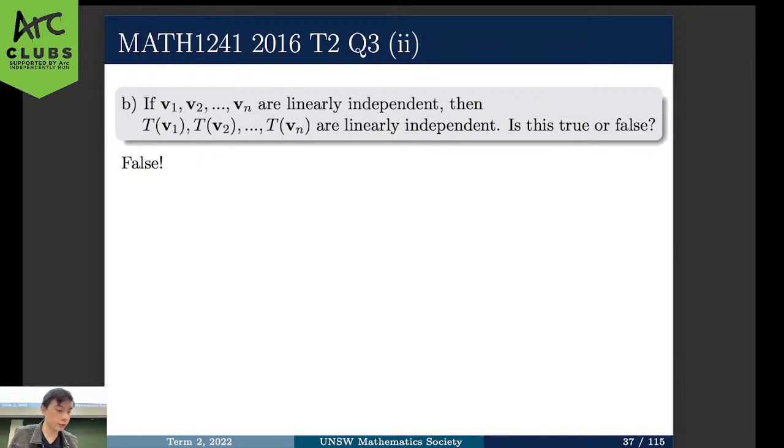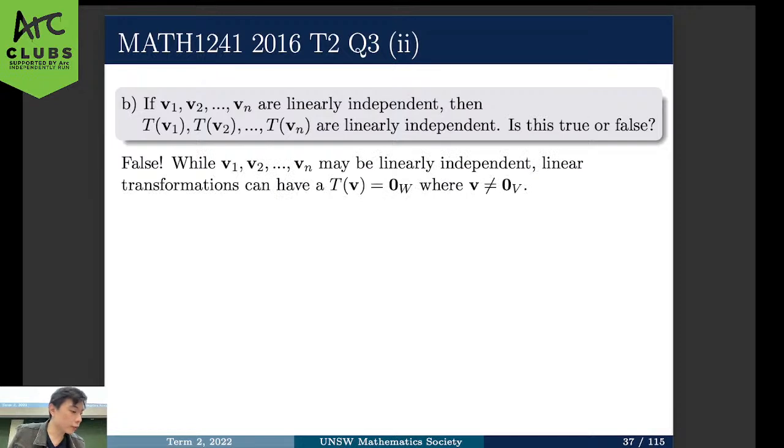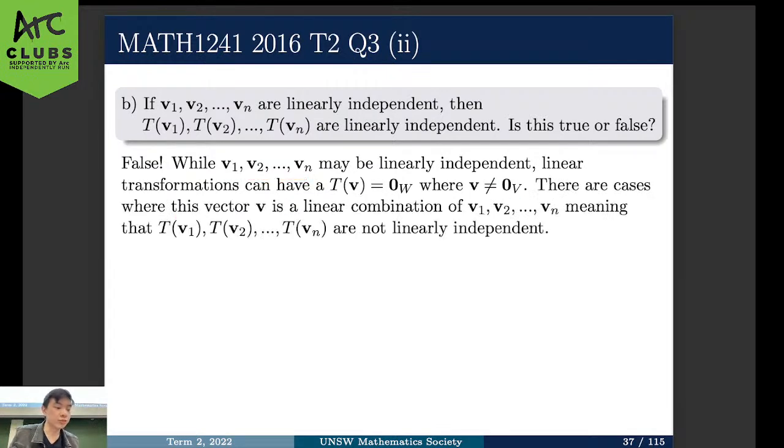First, what we know is that we have these which are linearly independent, but the transformation can have a vector v which isn't equal to the vector 0, which has an output of the vector 0. So there are cases where this vector v, which isn't 0, is a linear combination of n vectors. So that means that these vectors are not linearly independent.